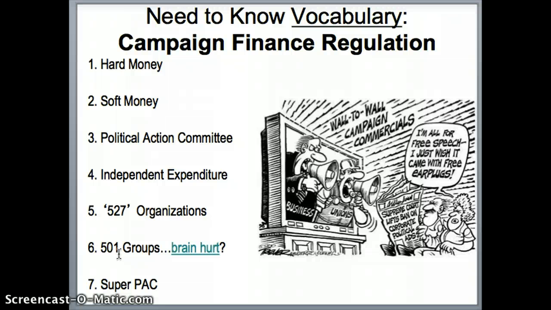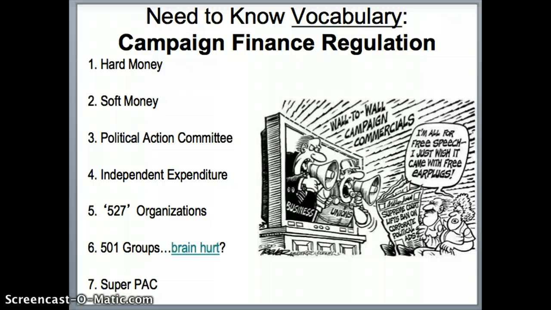Super PACs are the latest and greatest creation to bypass all the campaign finance laws. These are a kind of PAC that came out of the FEC v. Citizens United court case in 2010, and these are groups that can spend unlimited amounts of money promoting or demoting a candidate, but they cannot advocate for or against a candidate by name as a way of saying vote or don't vote.